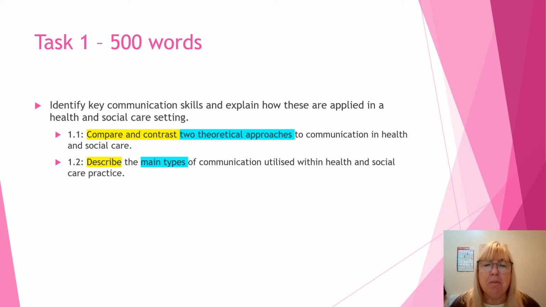1.2 is describe the main types of communication utilised within health and social care. We went on to look at that also in part 1, in the part 1 work. We looked at all the different types of communication utilised within health and social care. You might not have room to write about everything, but at least think about the main types of communication. Is it written? And how is it used? Is it verbal? How and why is that used? Is it telephone? Are you talking to different types of people?